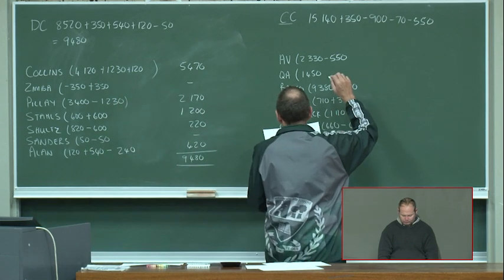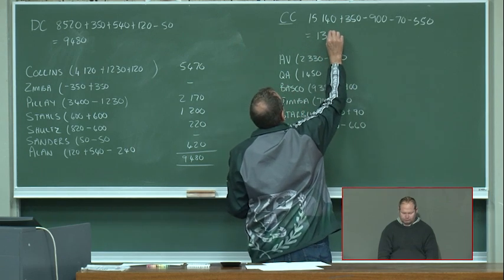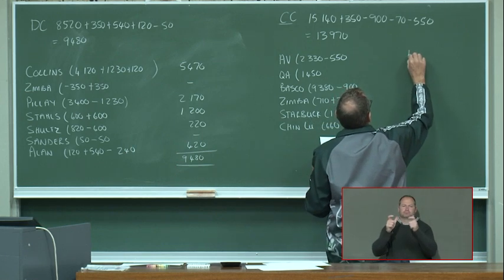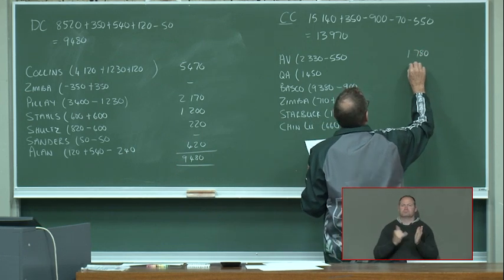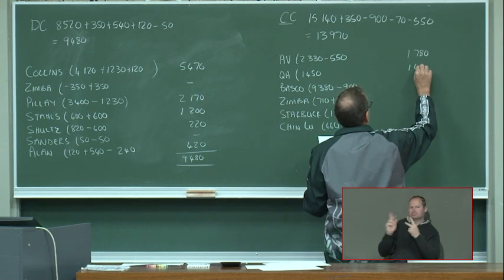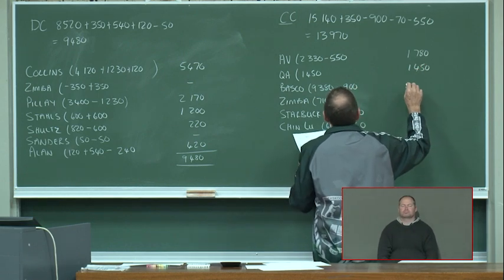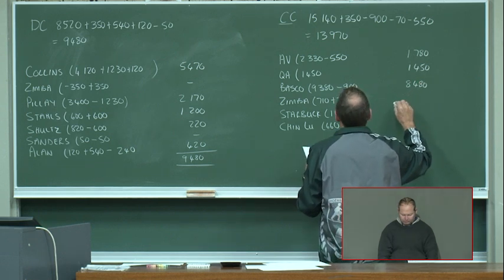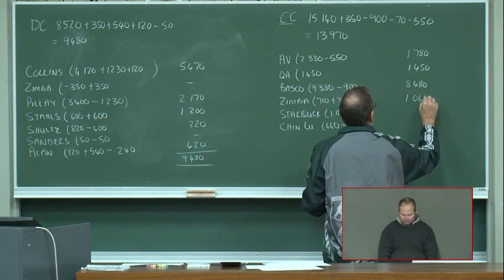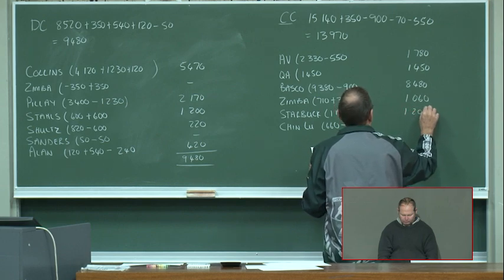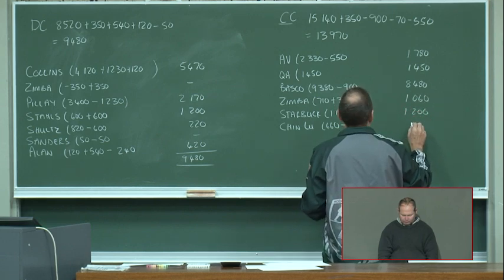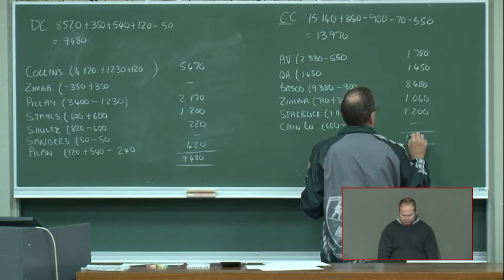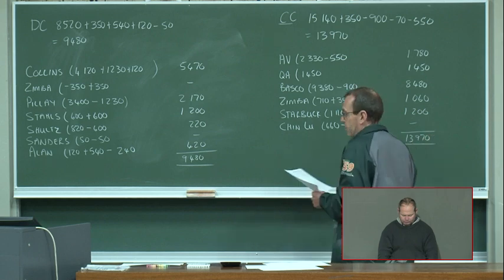Our creditors control will be 13970. Then 1780. This one stayed the same, 1450. 8480. 1060. 1200. And that one is 0. And the total will also be 13970.